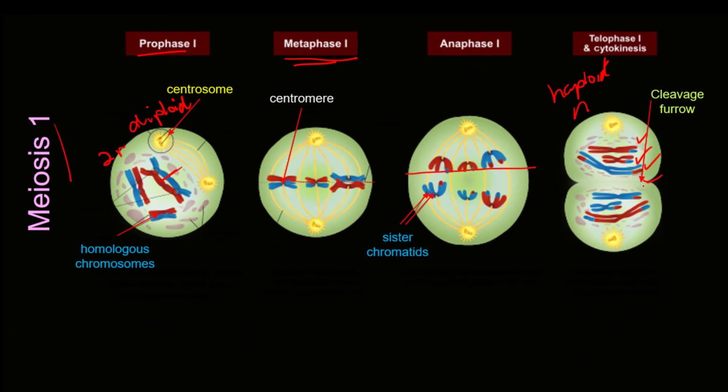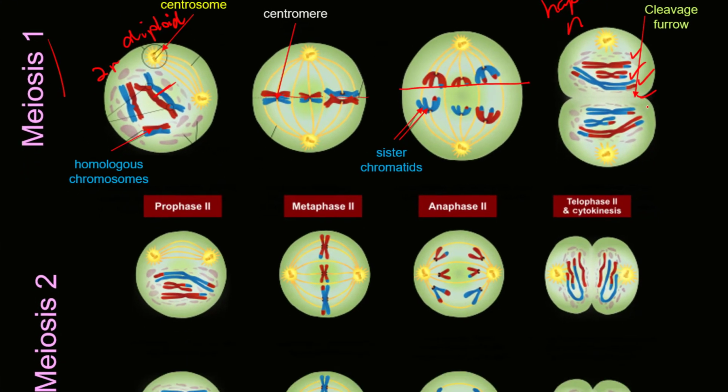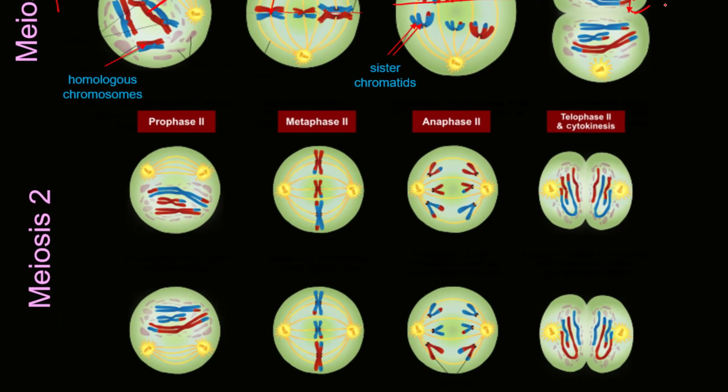Okay, so we're left with, at the end of meiosis 1, 2 cells that are both haploid. Then meiosis 2 happens. So we go through the same thing again, but this time we're separating the chromatids. Because we're left with 2 cells at the end of meiosis 1, notice everything here is times 2.